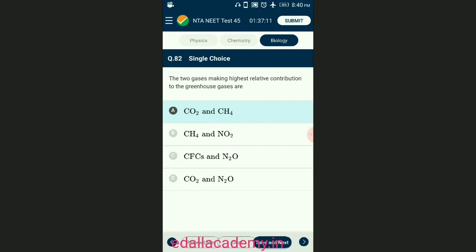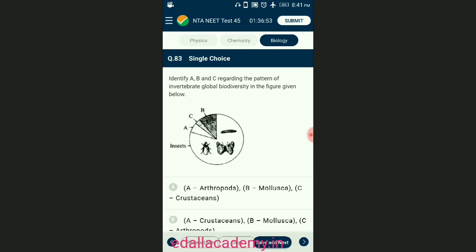Question number 83. Identify A, B and C in the pattern of invertebrate global biodiversity in the figure given below.